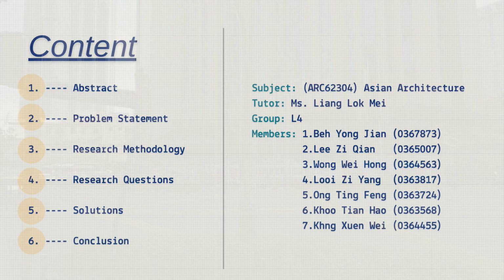Our goal for this project is to conduct research surrounding sustainable heritage tourism in Jalan Tun HS Lee, and our title for the project is The Street Lost in Present Day. The contents of our presentation are shown here, starting with our abstract, then moving to the problem statement and the research methodology, continued with the research questions and their respective solutions, and finally ending with our conclusion.